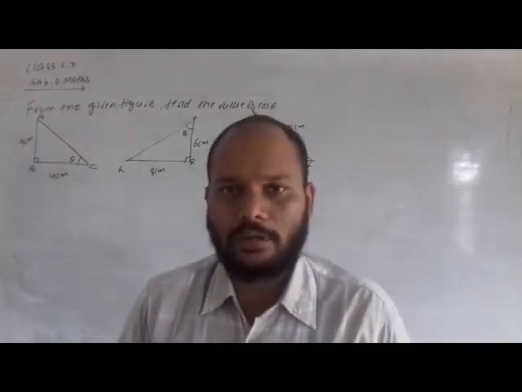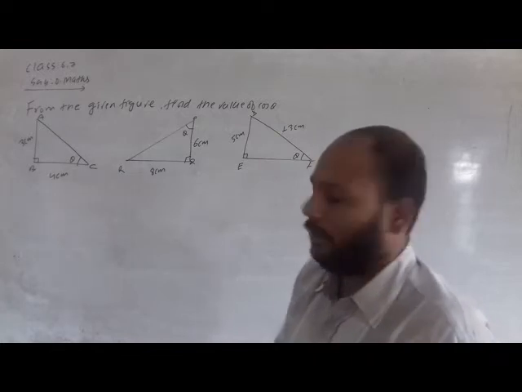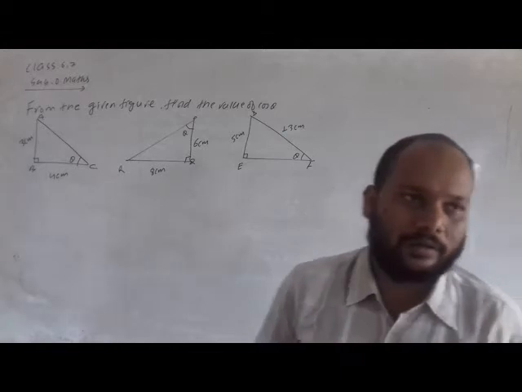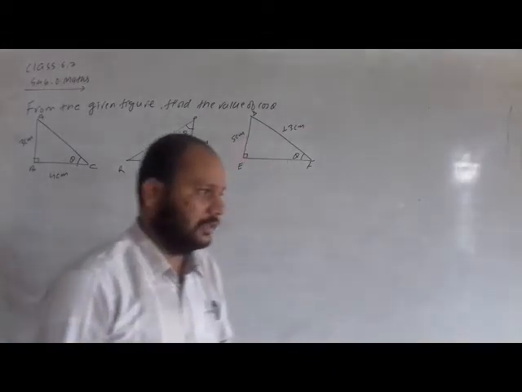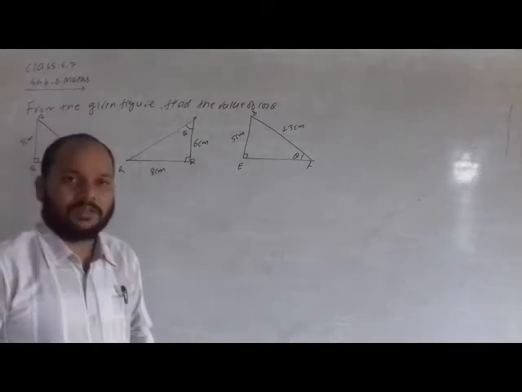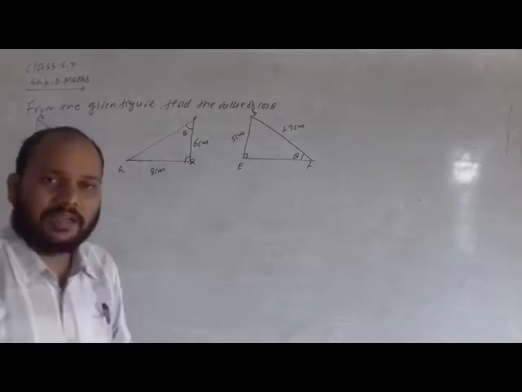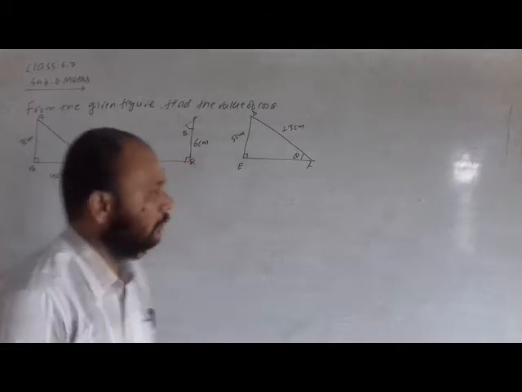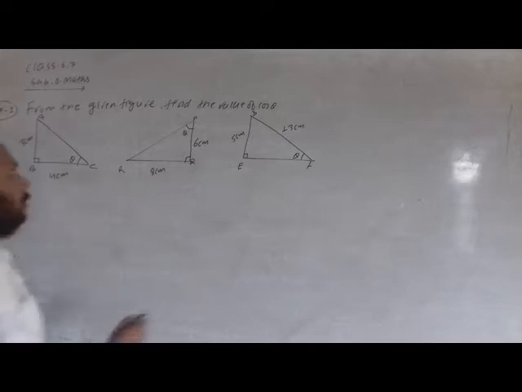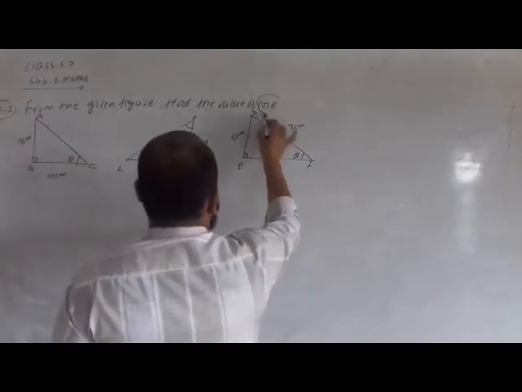Good morning, everyone. Today I came here with some questions related to trigonometric ratios. Yesterday we completed the questions related to finding the unknown sides and the value of sin theta. Today, in the first example, example number 1, the question says: from the given figures, find the value of cos theta.